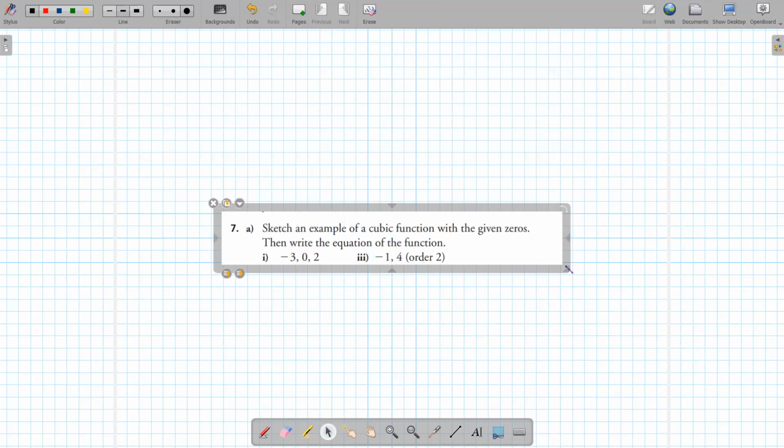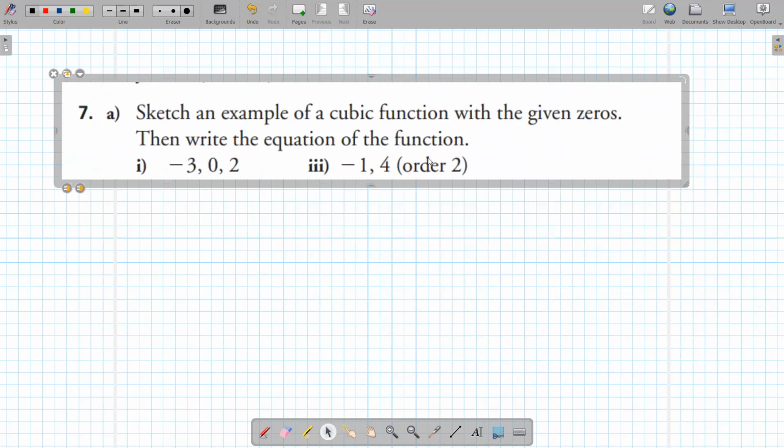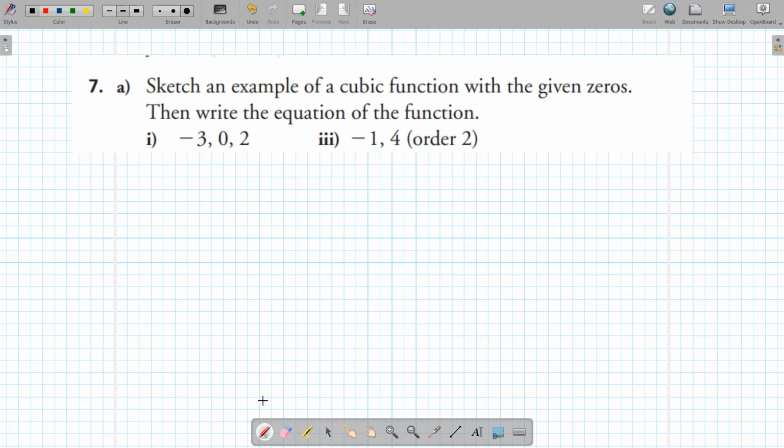See the word order here? That is what we mean by the order of a root, okay? Order 2 means that there's a double root there. Let's do this one by one. Sketch an example of a cubic function with the following zeros. Should be pretty straightforward. They have not asked us up or down, doesn't matter.